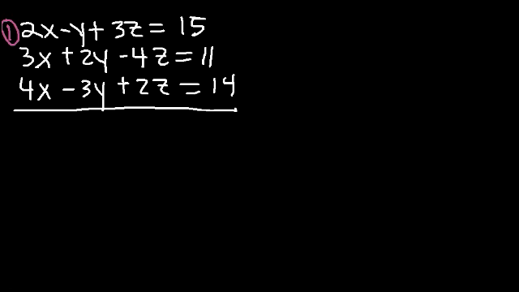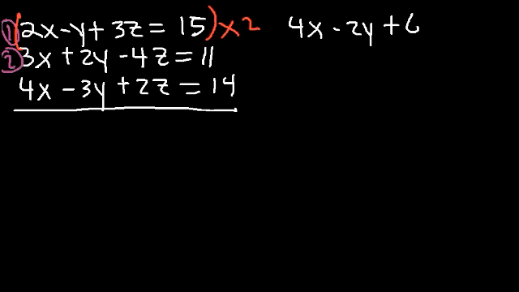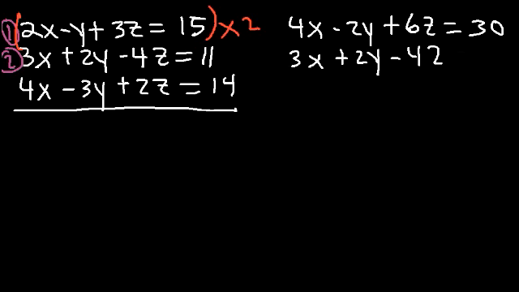Let's use equations 1 and 2. To cancel y, all I need to do is multiply equation 1 by 2. So it's going to be -2y plus 2y, and they're going to cancel. Let's multiply this equation by 2. So 2x times 2 is 4x, -y times 2 is -2y, 3z times 2 is 6z, and 15 times 2 is 30. Now the second equation, I don't need to change anything. I'm just going to leave it the way it is.